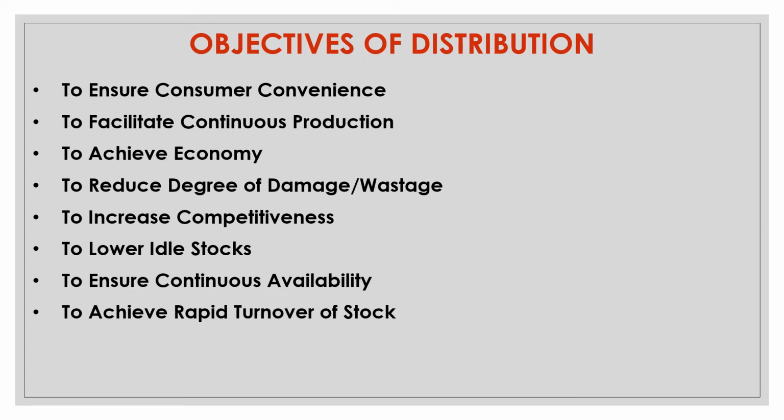Achieve economy in operations. Distribution makes it possible to achieve economy in business operations, suppose by choosing the shortest channel possible, or saving selling and distribution costs, or saving advertising costs. Like that, it wants to achieve economy in business operations. Reduce degree of damage or wastage.